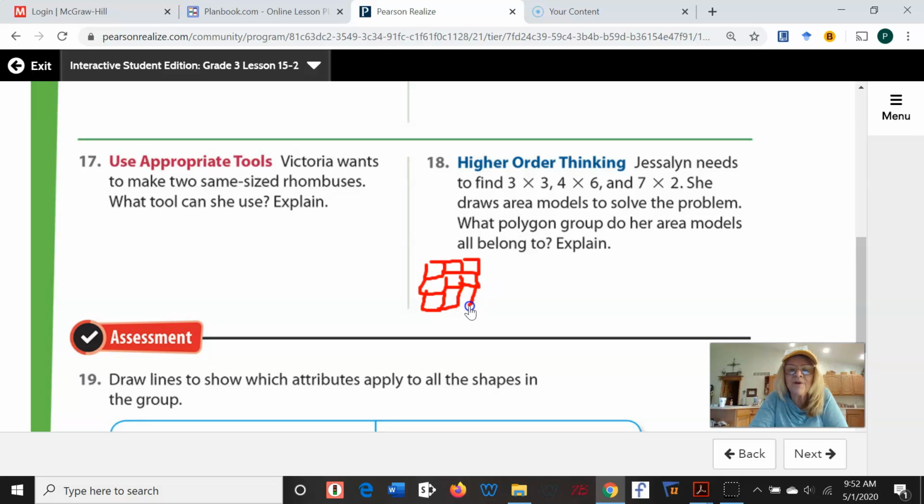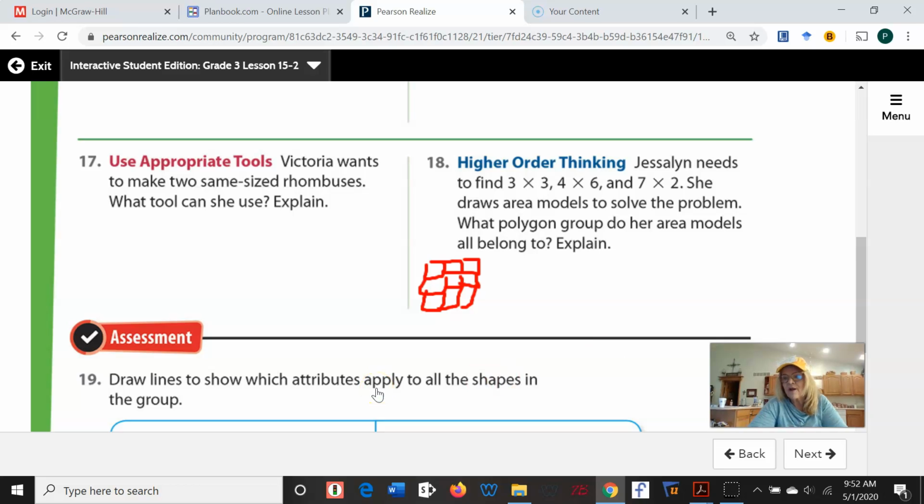What shape did she just draw? I know that's not very neat, but what shape did she just draw? Okay, if her length is 4 and her width is 6, what would this one be? I need you to draw those out for me. If her length was 7 and her width was 2, what would that shape be? And then below each one, would you tell me what shape she drew?